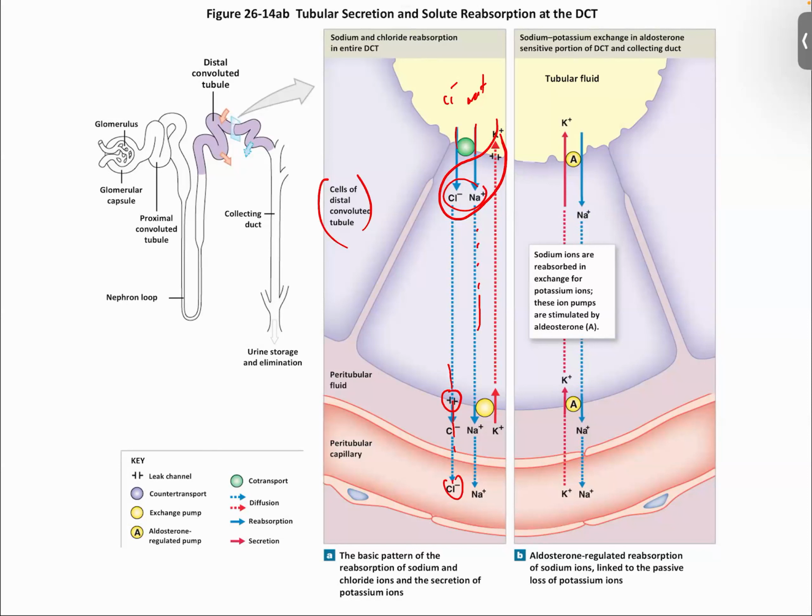The sodium will go through a sodium-potassium pump and will be exchanged for a potassium. So the potassium will go in, the sodium will come out into the bloodstream, and then the potassium will leak out through a leak channel and enter into the filtrate for elimination. This is what's normally happening, right? So this is normal.